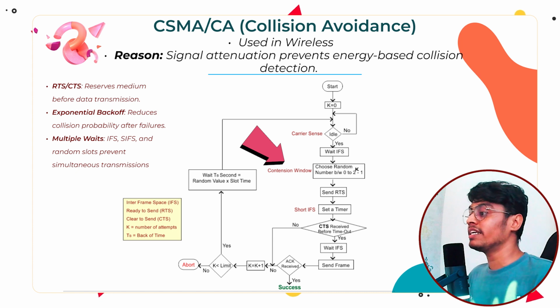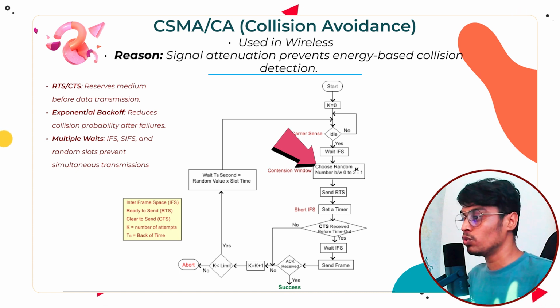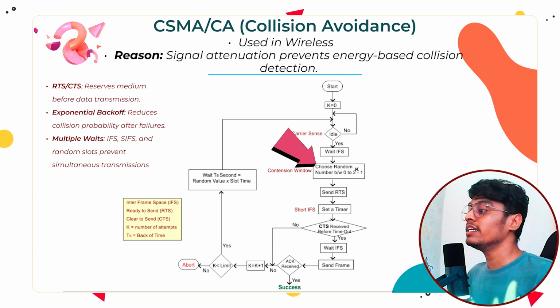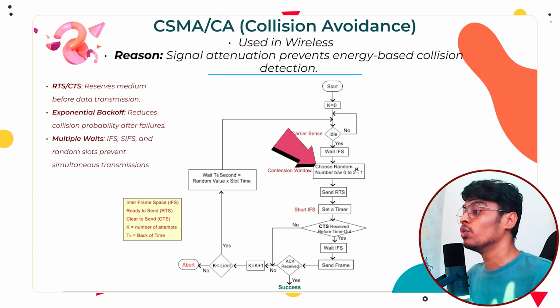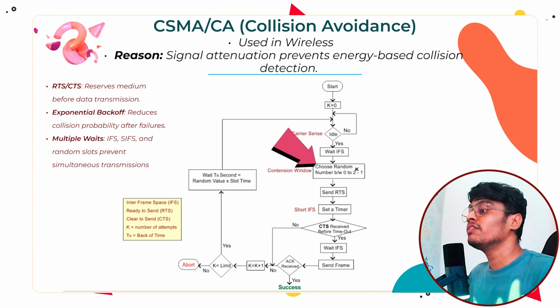Step 4 is the contention window after the IFS wait. Here it chooses a random number r between 0 and 2 power k minus 1. Let's say it's the first attempt, so k equals 0. Then the range will be 0 to 2 power 0 minus 1, equal to 0 to 1 minus 1, equal to 0. So it chooses 0, meaning it doesn't wait additional time.